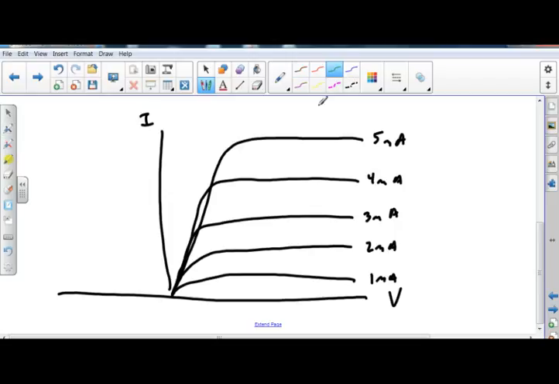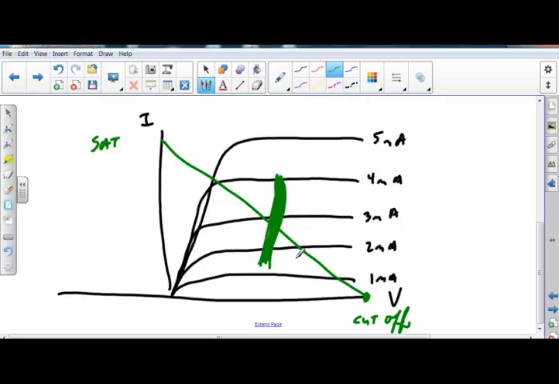Now, next semester, we'll see that there's a load line that goes through here. This is cut off. And this is saturation. And my AC signal is now fluctuating up and down on either side of the load line as whatever happens on the base does. And now I can get amplification out of that transistor. This is a digital circuit class. We don't care about amplification. The transistor is either on or the transistor is off. The transistor has voltage at the base, in which case it's on, or it doesn't have voltage at the base, in which case it is off.